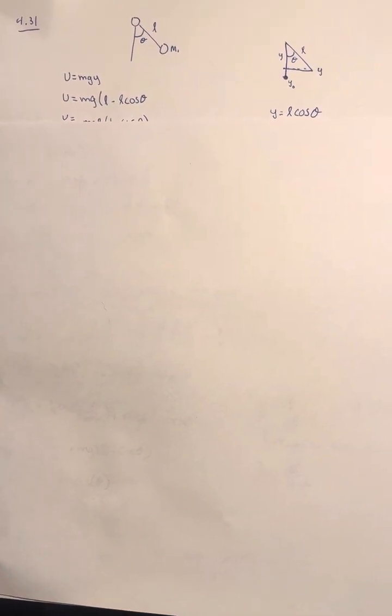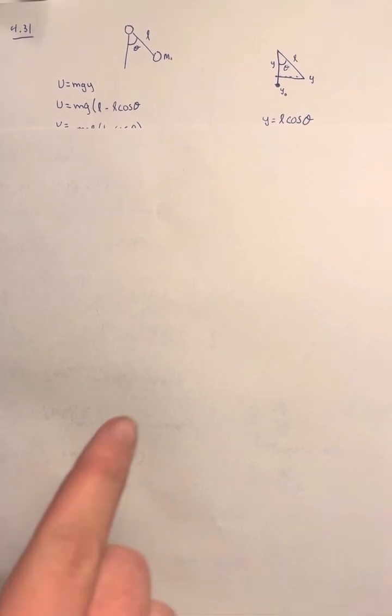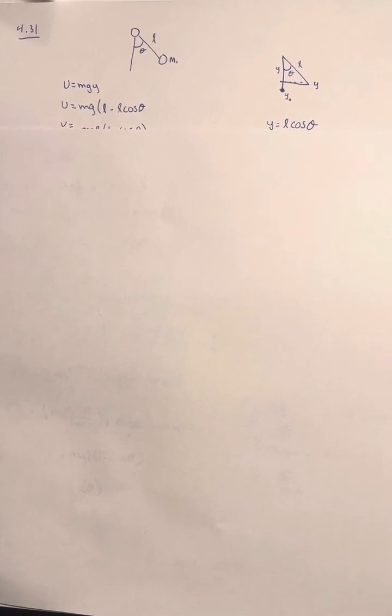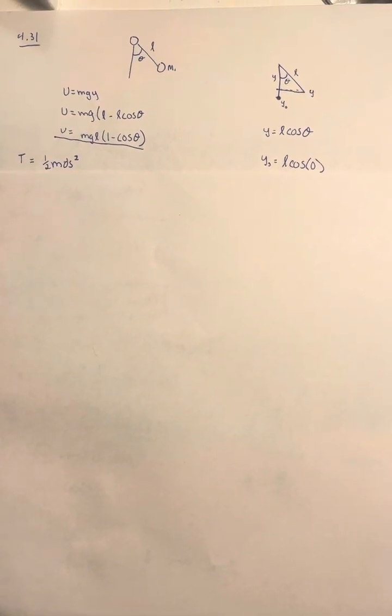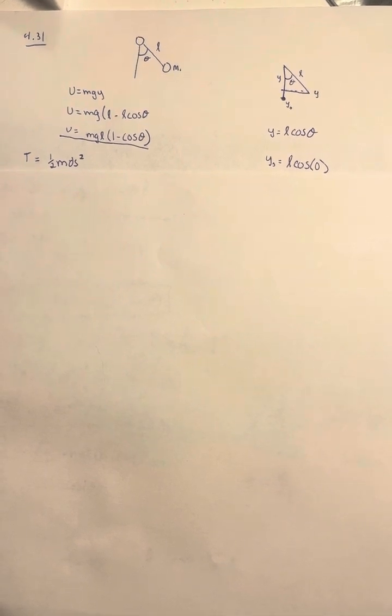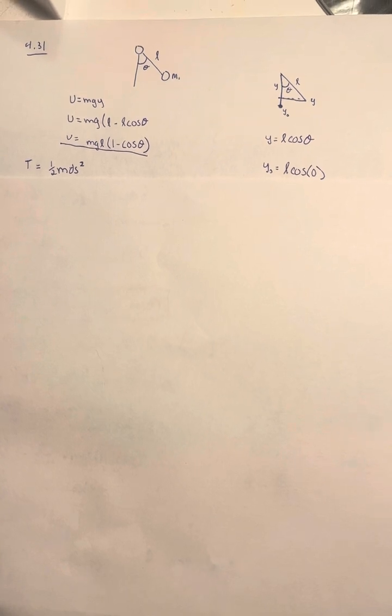So U is equal to mgy, where y can be solved for in terms of L cosine theta. And y0 is the lowest point, so y0 is equal to L cosine of 0, which turns into 1, or turns into L. And then factoring out L, the potential energy turns into mgL of 1 minus cosine theta.